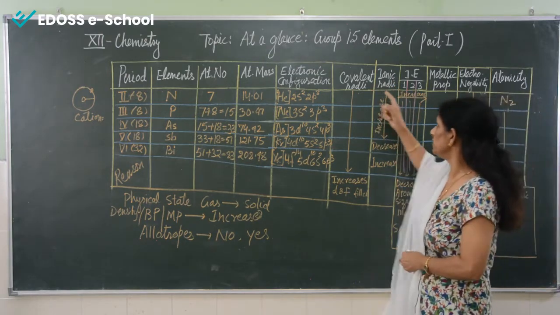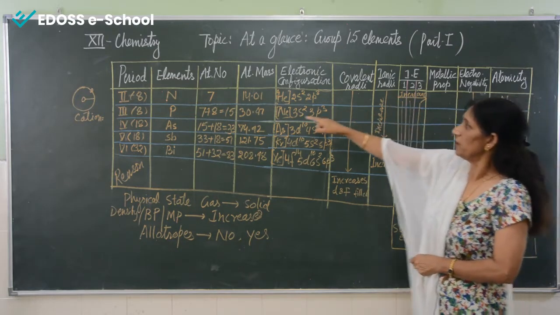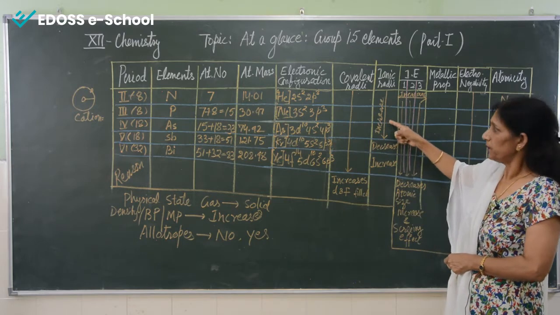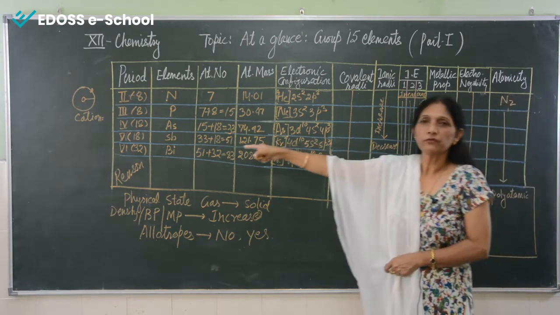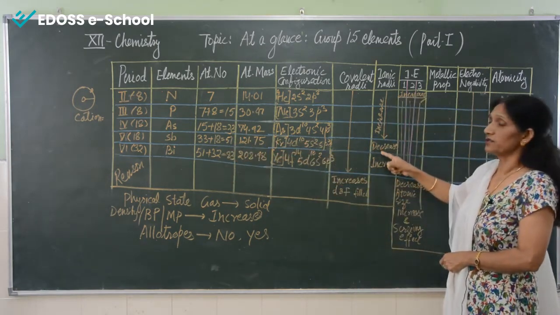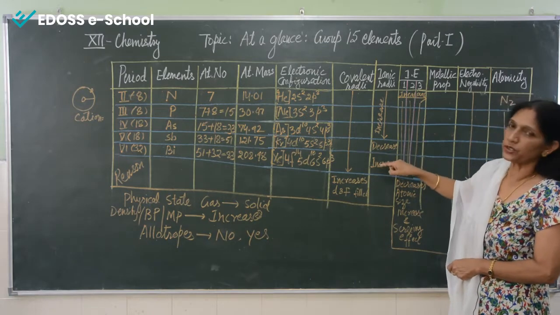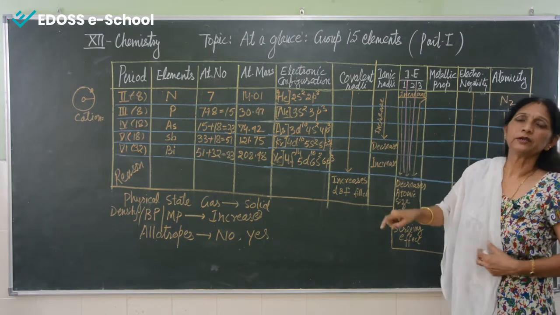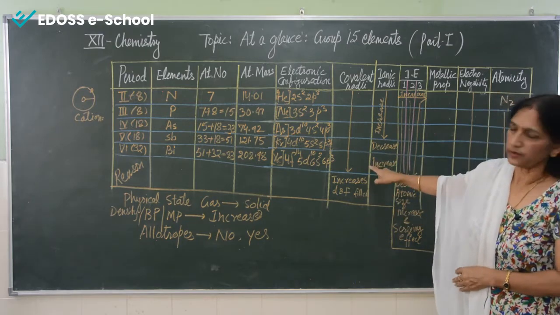In ionic radii you can see here, this is increasing from nitrogen, phosphorus and arsenic. But then suddenly for antimony it decreases. And then again for bismuth it is increasing. So this is a little bit exceptional you can see here.